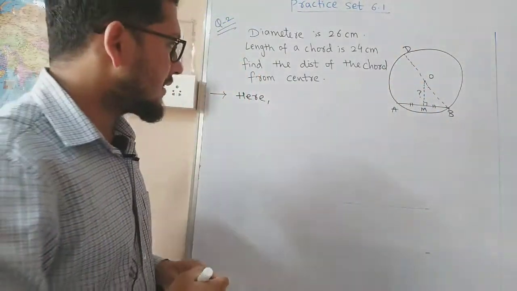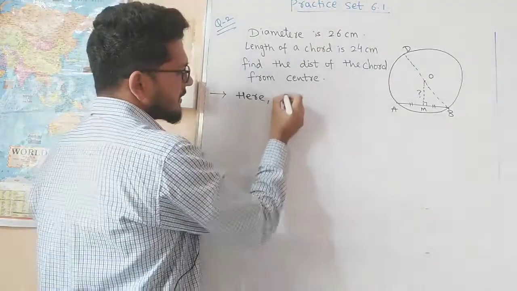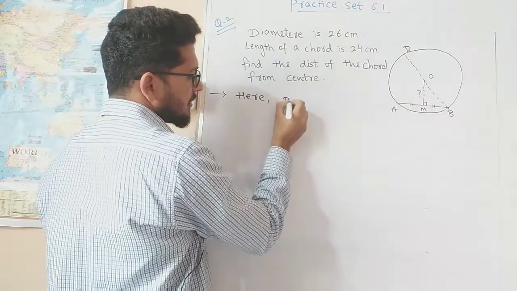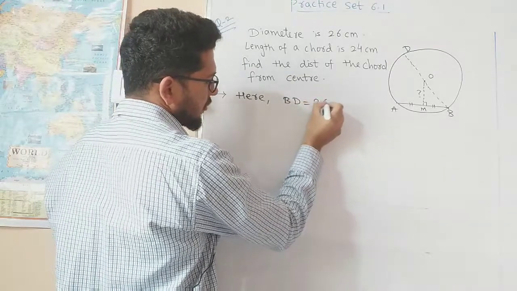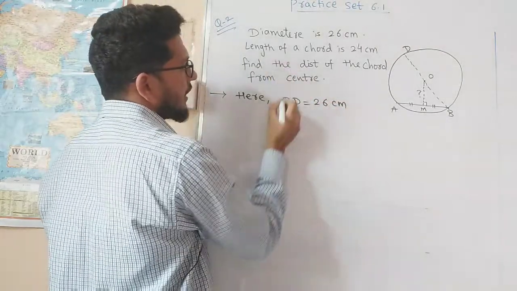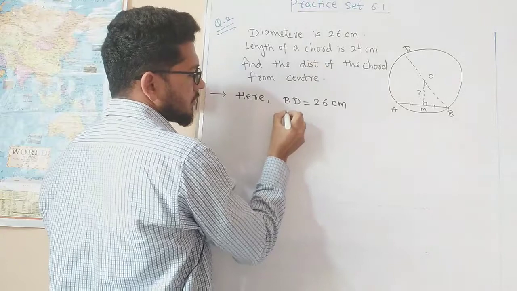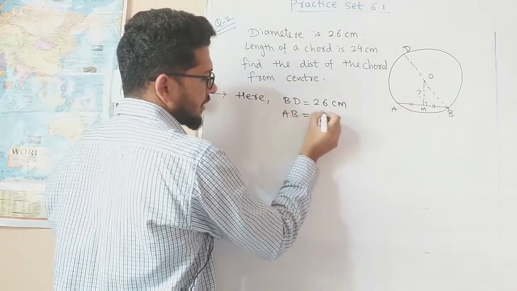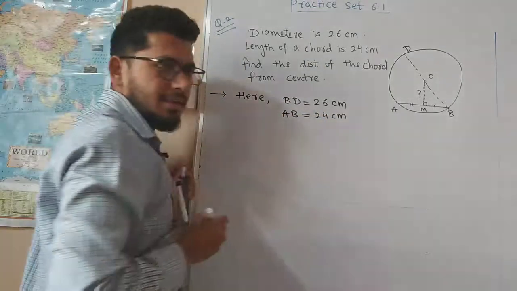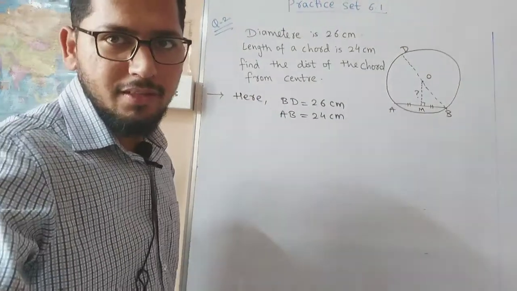Now we'll start the example. First we'll write diameter is 26. तो diameter किसे denote किया है? BD से. तो BD is 26 centimeter. Second, what we have given, length of the chord. Length of the chord है AB. AB is 24 centimeter. These two things are given in the question.